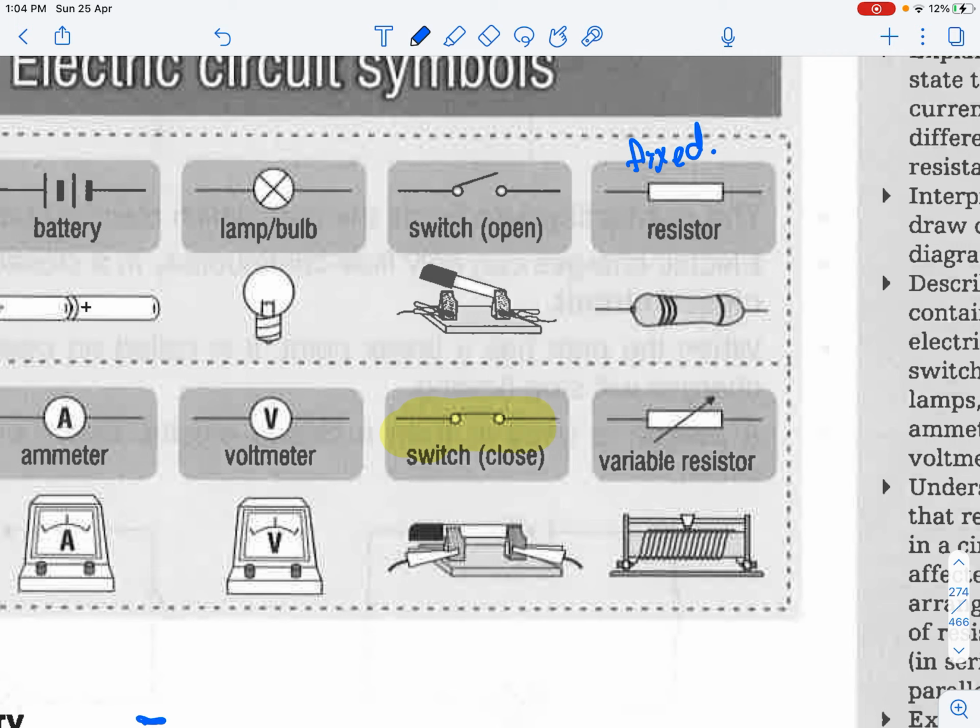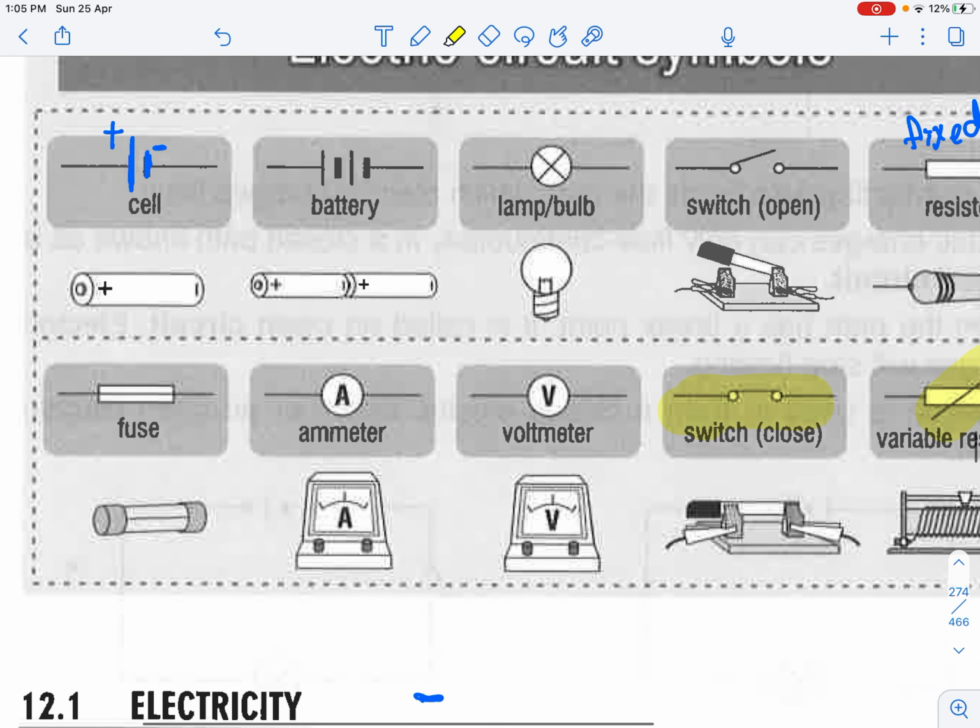For a variable resistor, they tend to have an arrow. And do take note that the arrow is always pointing diagonally upwards. Okay. Next, we have the voltmeter and the ammeter. The ammeter generally measures current. The voltmeter measures the potential difference.